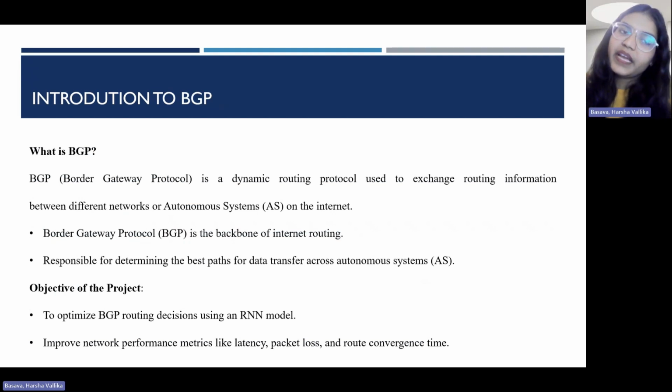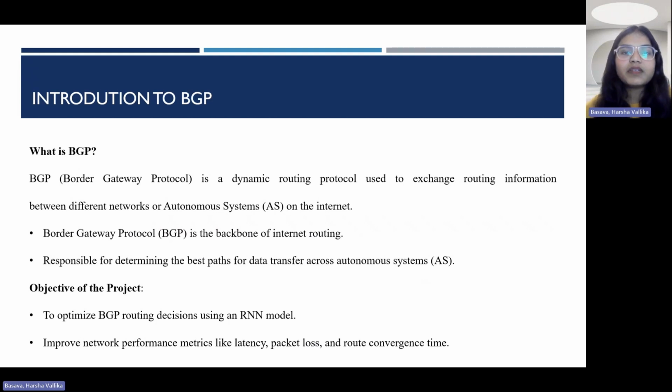So to begin with, introduction to Border Gateway Protocol. This enables exchange of routing information between different networks or autonomous systems. An autonomous system is a network or a group of networks over the internet. On the internet, each and every network is given an autonomous system number, which is a unique identifier. Let me take an example. Comcast, an internet service provider, will be given an autonomous system number which can be used to uniquely identify Comcast globally.